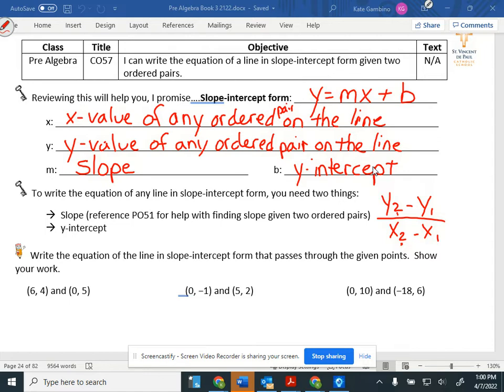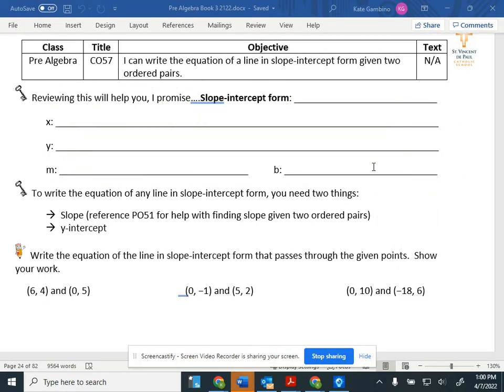So our first section, we're going to be writing the equation of the line in slope-intercept form that passes through the given points. Show your work. So that means we need to show us using the equation to find the slope. So let's look at our first one. We're going to do this first one together. I'm going to erase this and move it up so we can see better.